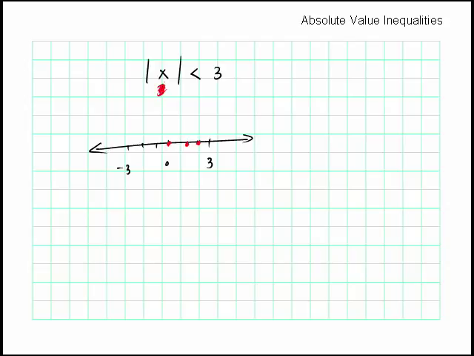Barely, though. But what about 2.5? 2.5 would work. 2.5, even 0.5. What we find is that all these numbers between 0 and 3 make the inequality true. Also, -1 would work. The absolute value of -1 is less than 3. The absolute value of -2 is less than 3, and so on. Take any number you want between -3 and +3, and it's going to make that inequality true.